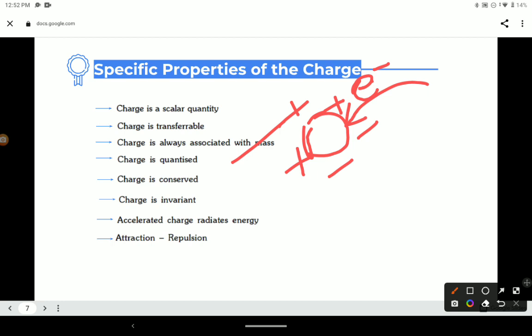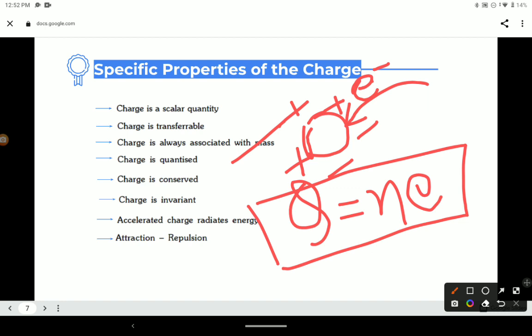And the fourth point is charge is quantized. This is also the most important thing in this chapter. Charge is always quantized. So electric charge is given as an integral multiple of the electron charge, which is Q is equal to n e. Here n may be 1, 2, anything. But charge is quantized in the form of integral multiples of electrons. Charge is also conserved if it is present in an isolated body.